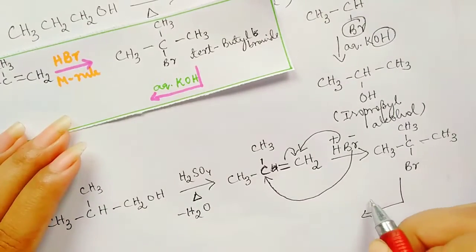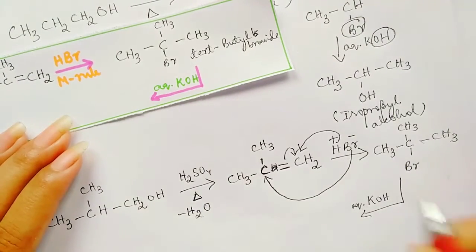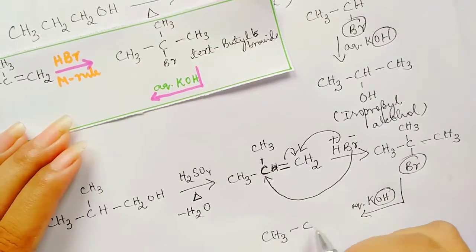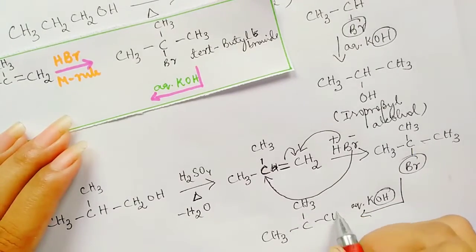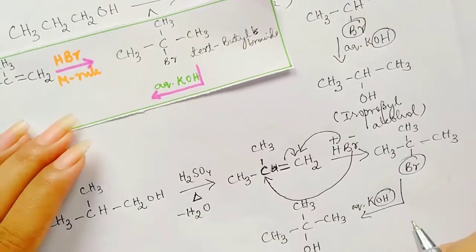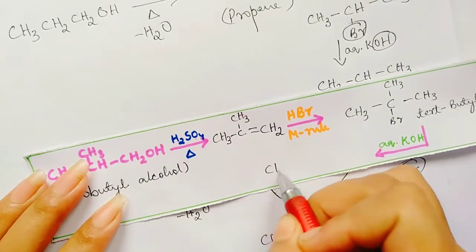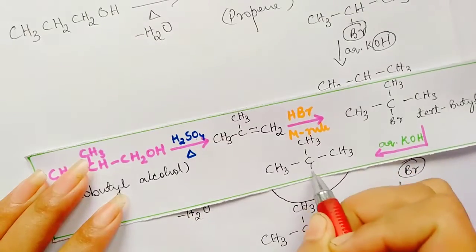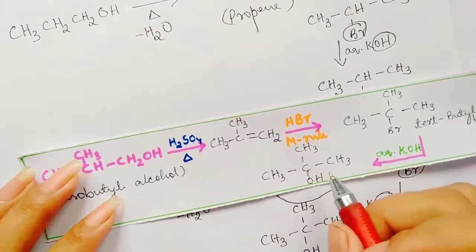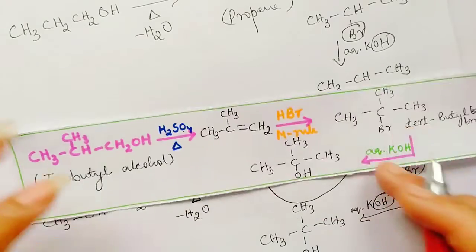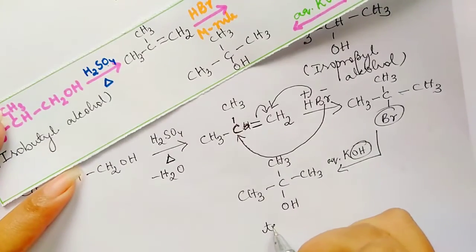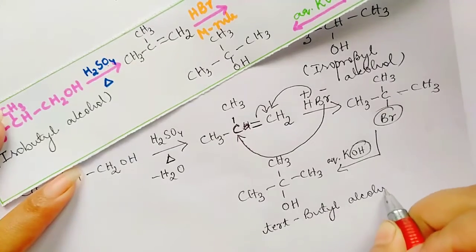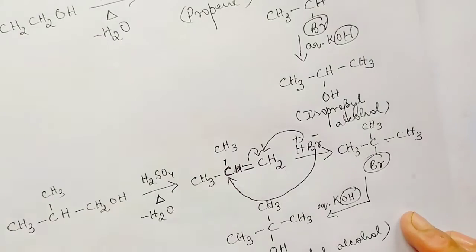And you add aqueous potassium hydroxide. Your Br is replaced by OH. Then we have CH3, CH3, CH3, C, OH. This is your tertiary alcohol, tertiary butyl alcohol.